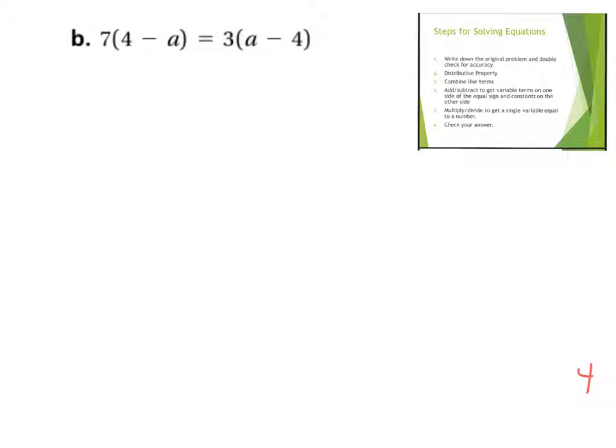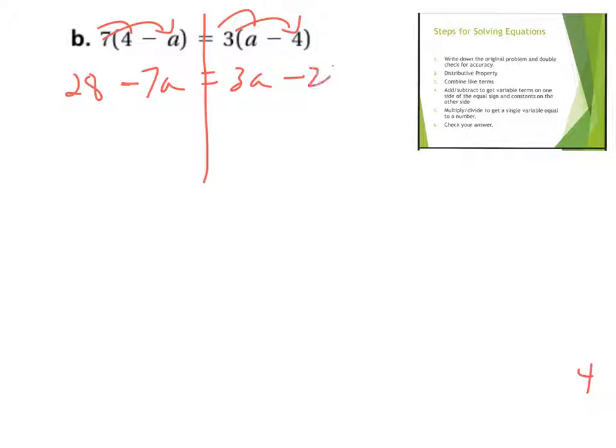All right, so you had a couple here. Again, I like to draw that line to start with. Let's go ahead and distribute next. So make sure you copy down correctly, right, if you put it on paper. Distribute next. 7 times 4 is 28. 7 times negative a, or the opposite of a, is negative 7a. Over here, 3 times a is 3a. 3 times negative 4 is negative 28.